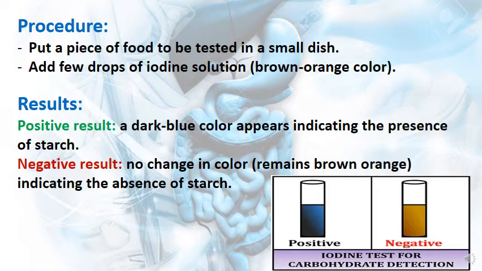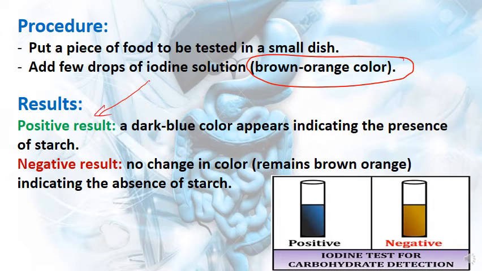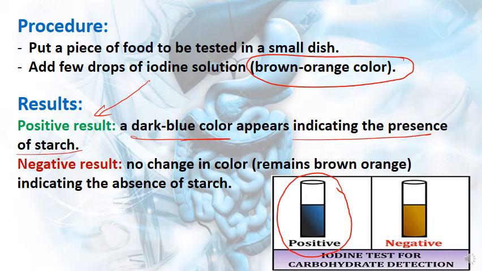So the procedure: put a piece of food inside a small dish, then add a few drops of iodine solution, which has a brown orange color. If it's positive, it will give dark blue color like the case here. So this indicates the presence of starch. While if it's a negative result, the solution remains brown orange in color. So this indicates the absence of starch.